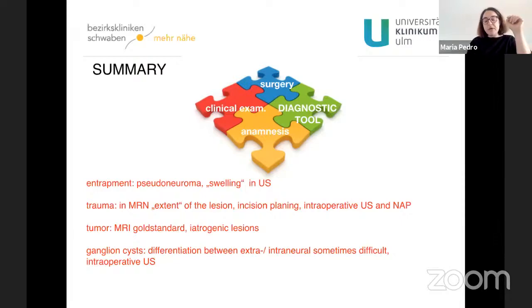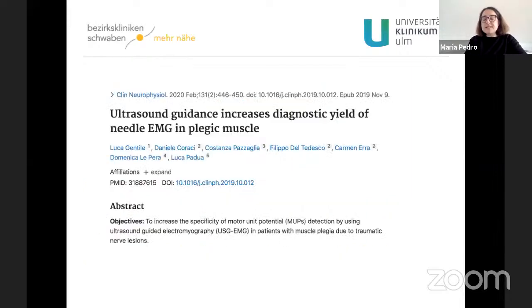For tumors, MRI is the gold standard, no doubt about that. And concerning ganglion cysts, sometimes ultrasound is nice to have, but sometimes it's even difficult to distinguish between intra and extra ganglion cystic formation. And last slide, while I was preparing my presentation, I found this beautiful recent work from Rome, and you can combine electrophysiology and ultrasound. Think of lesions where you have an atrophic muscle and anatomy is simply not as it used to be, and sometimes ultrasound may help you to position needles better and to get better results. So thank you for your attention.